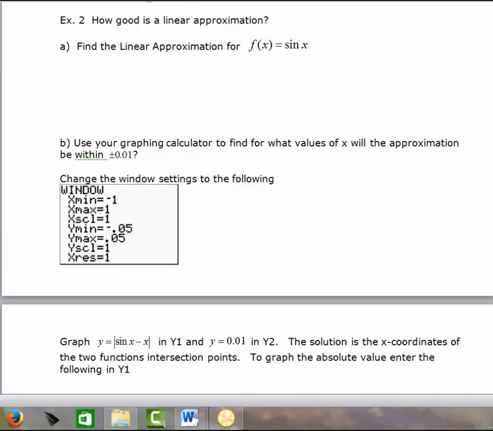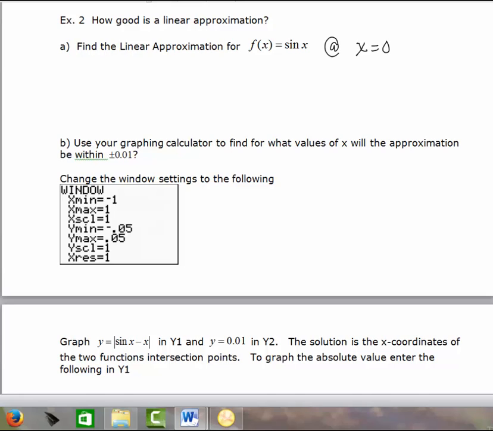Right, in this next lesson we're going to look at how good a linear approximation is. Sometimes, if you know ahead of time what the tolerance is for your error, we can look at a scenario and try to figure out for what x values we'd be able to use our linearization to approximate our original function. I want to find the linear approximation for f of x equals sine x, centered at x equals 0.